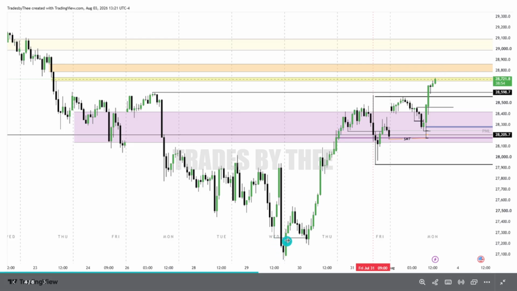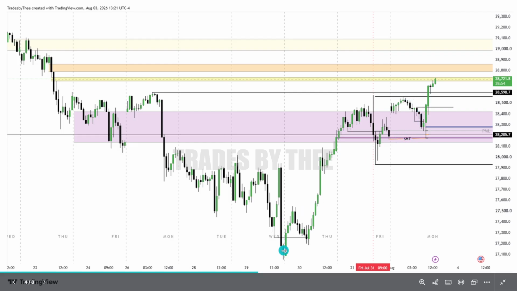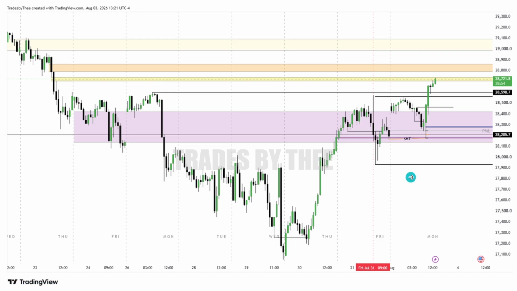Also note we have a swing formation right here. This is also very important for you to note, because this swing formation is what validates this whole move right here. I'll make another video explaining why this swing formation right here validates a move higher. That will leave it for the next video. So let's move on forward.